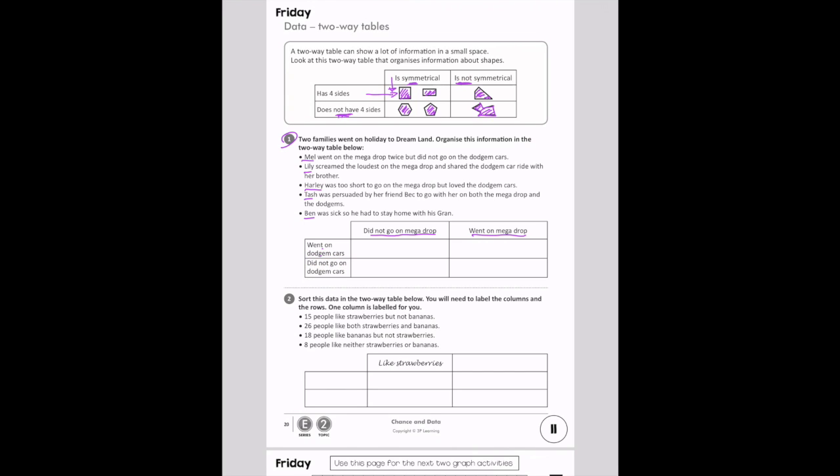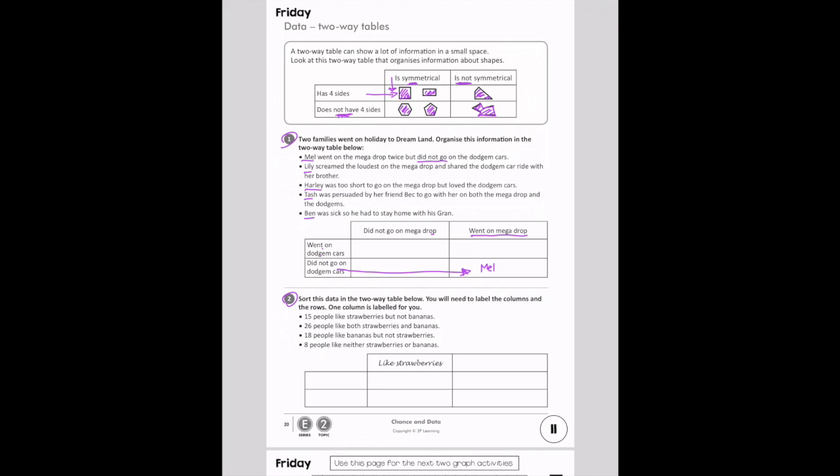Okay, so let's look at Mel. Okay, Mel went on the mega drop twice but did not go on the Dodgem cars. So Mel went on the mega drop, so should be in this column here because she did go on the mega drop. But she did not go on the Dodgem cars. So Mel did not go on the Dodgem cars. So Mel's name would be in here. Okay, so go ahead and try to put each of those other names into this graph.